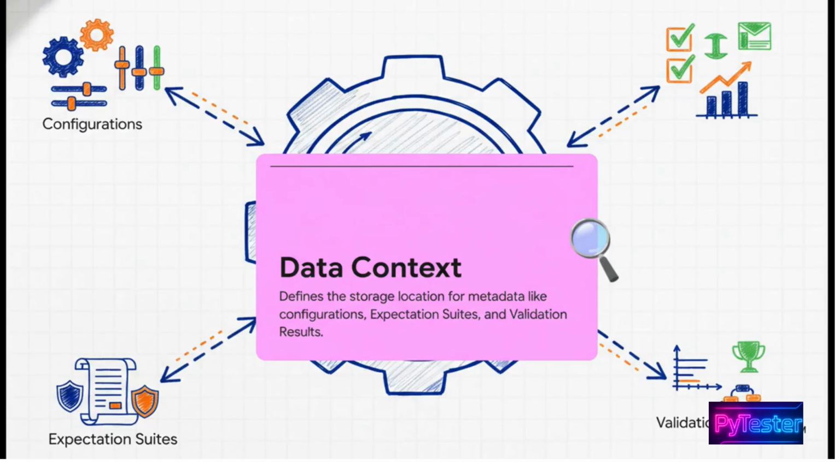Now, this next concept, the data context, this is key. You should really think of it as the project headquarters for all your data quality work. It's the place where GX keeps everything organized: all your connections to data, your suites of saved expectations, and every validation result you've ever run.